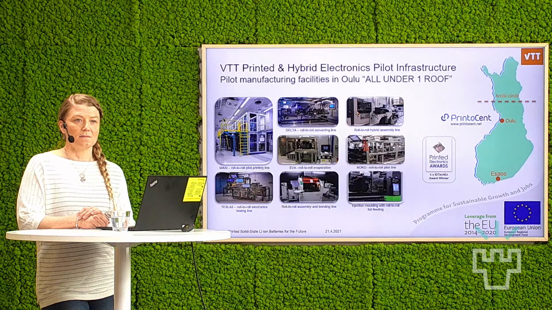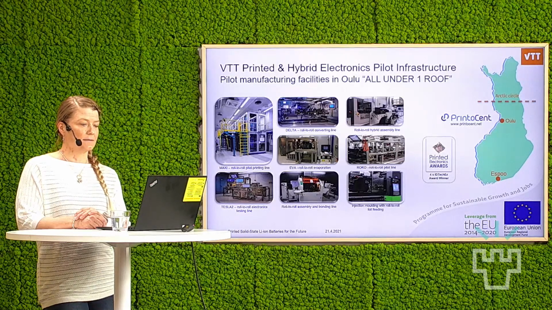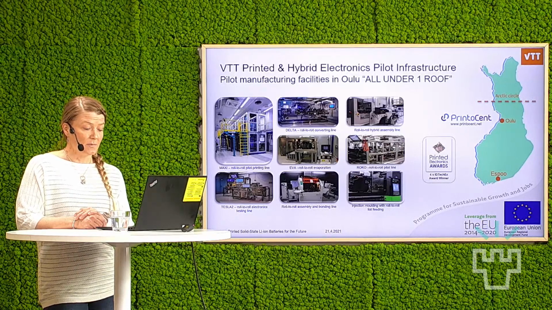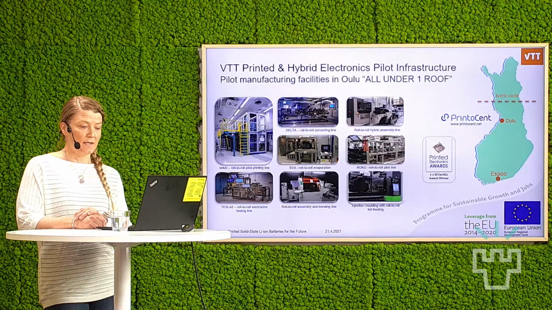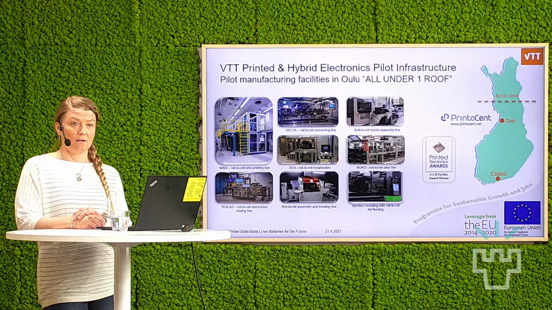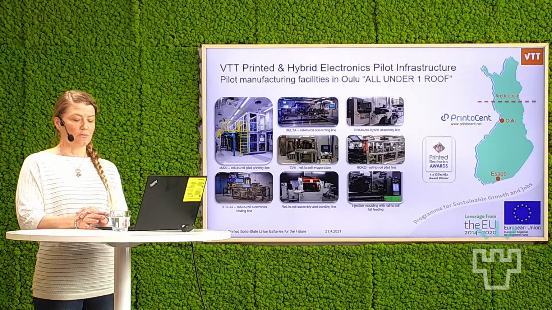In Oulu, over these 20 years, we have built a vast pilot infrastructure. In these pictures, you can see photos of our roll-to-roll equipment, including printing lines, converting lines, evaporation, electronics testing line. We have an assembly and bonding line, hybrid assembly line, where we can assemble discrete components onto a flexible web, and also an injection molding line, all of which function in the roll-to-roll form.